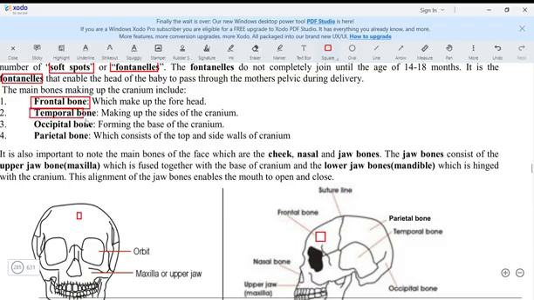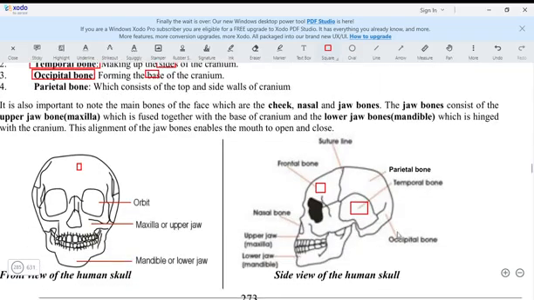The temporal bone, that one is at the side. You can see temporal here, the side, close to the ear. Then occipital bone, that's the base. So occipital is at the base, like the base here, close to the back of your head, the back part of your head, that's occipital.